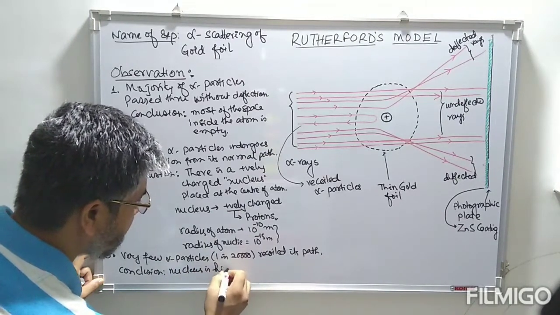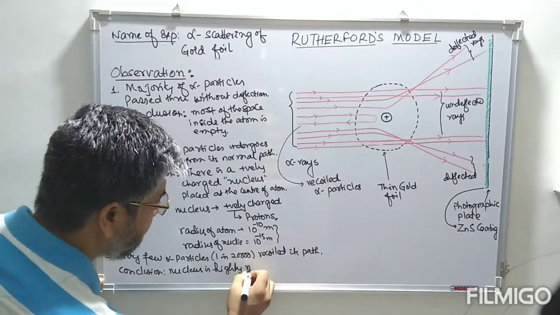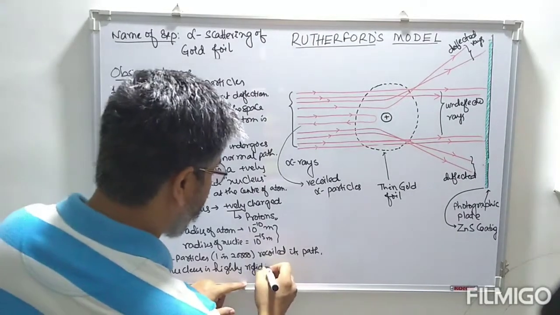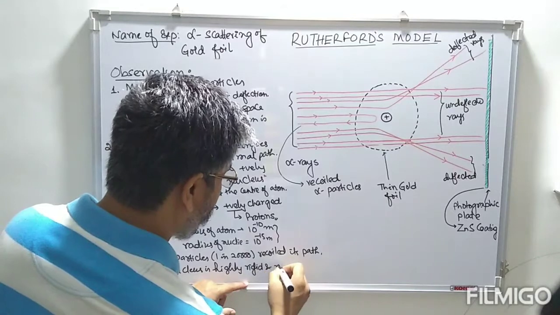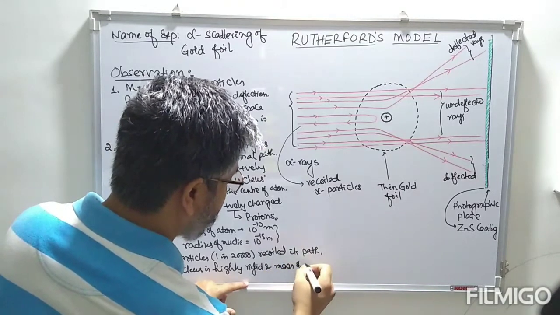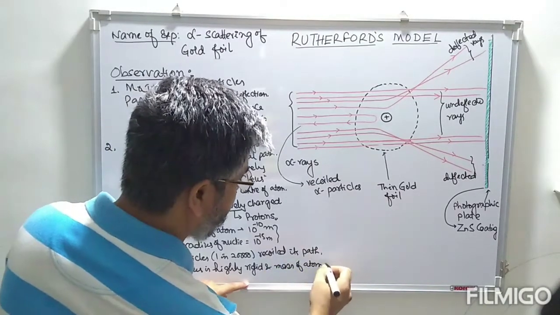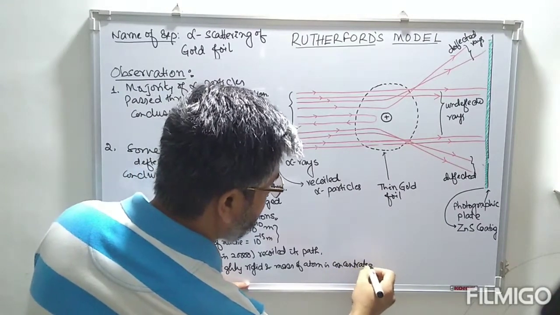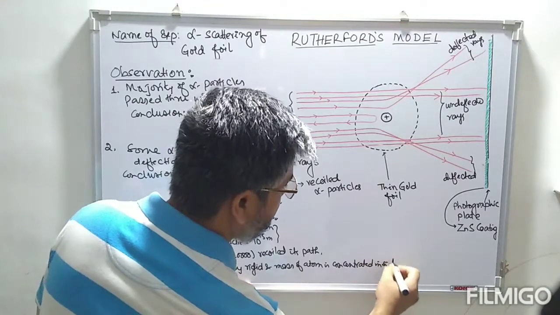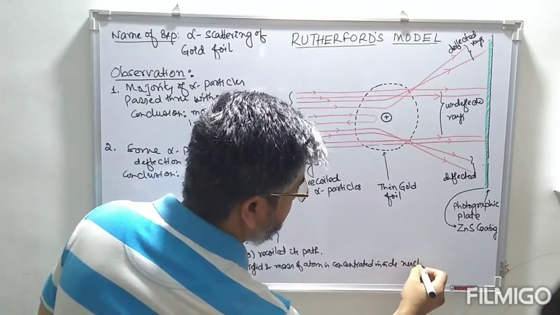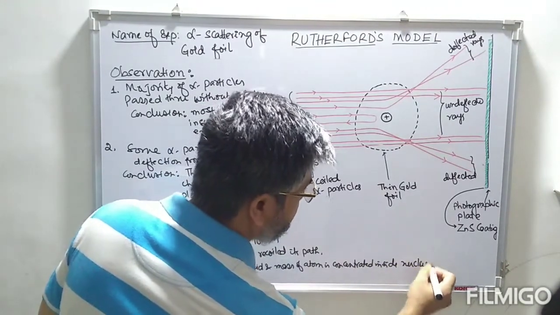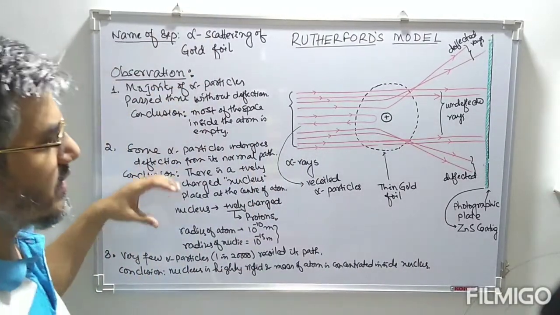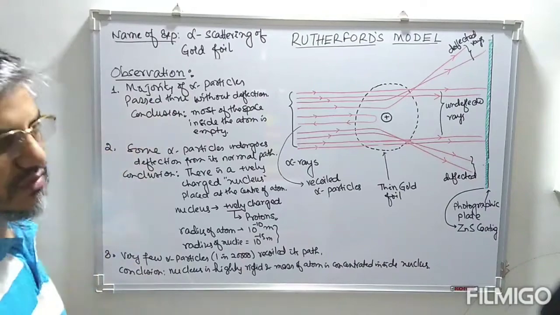Nucleus is highly rigid, and the mass of the atom is concentrated inside the nucleus. So these are the three observations, and from these observations he made three conclusions.